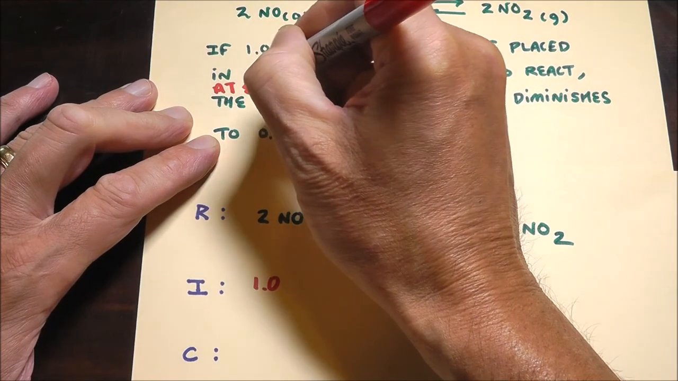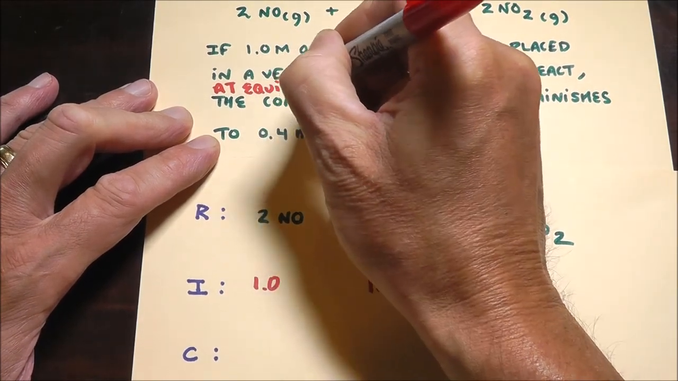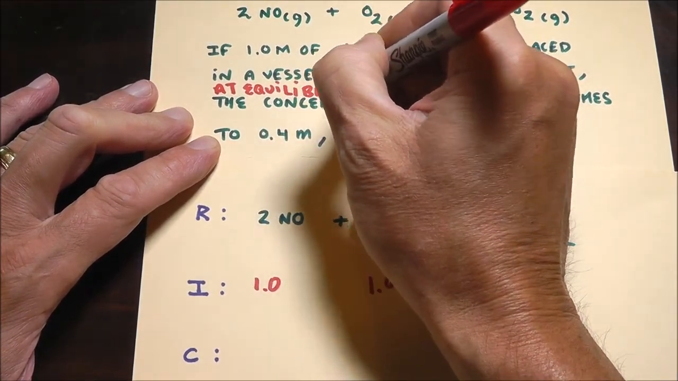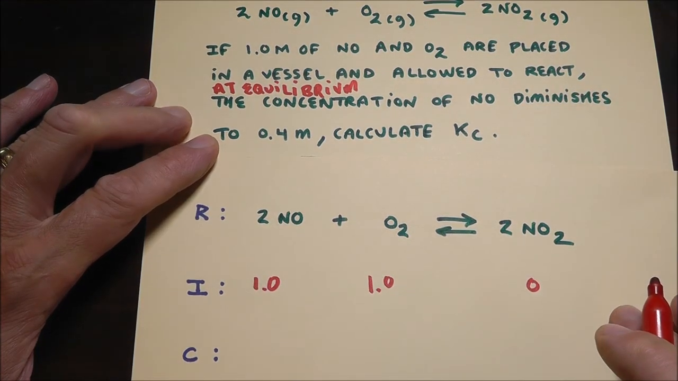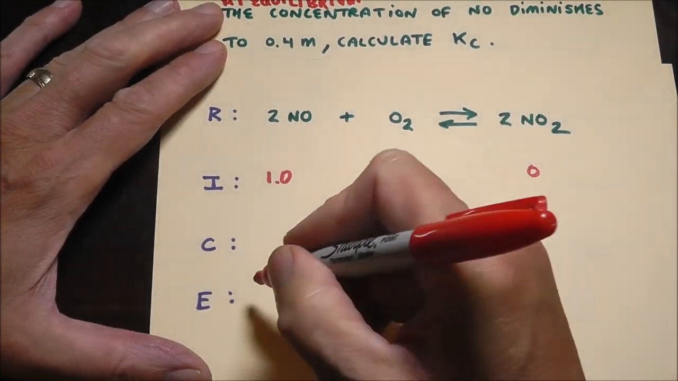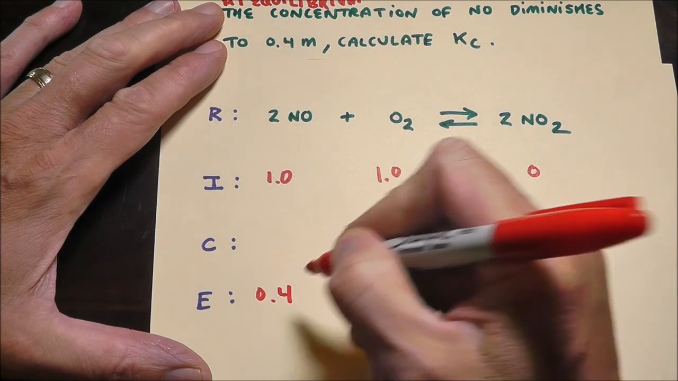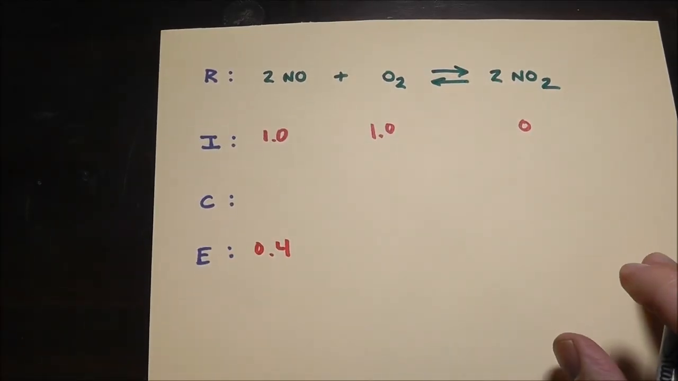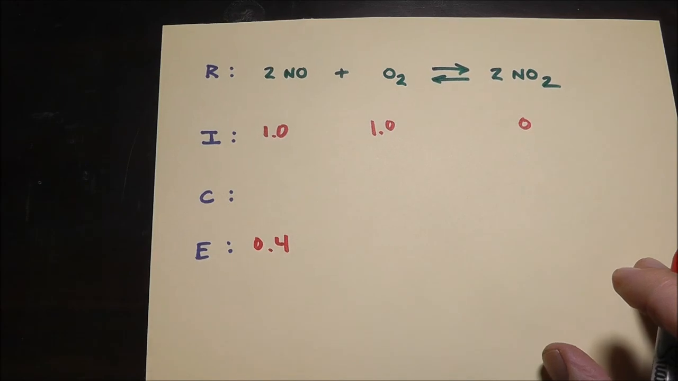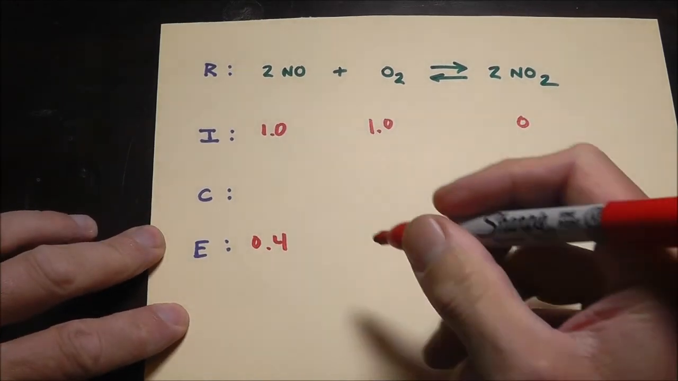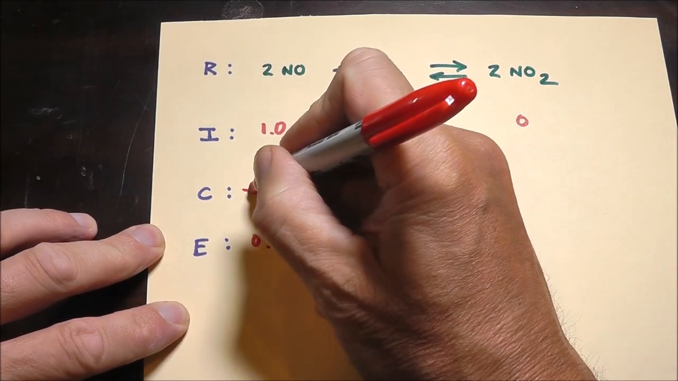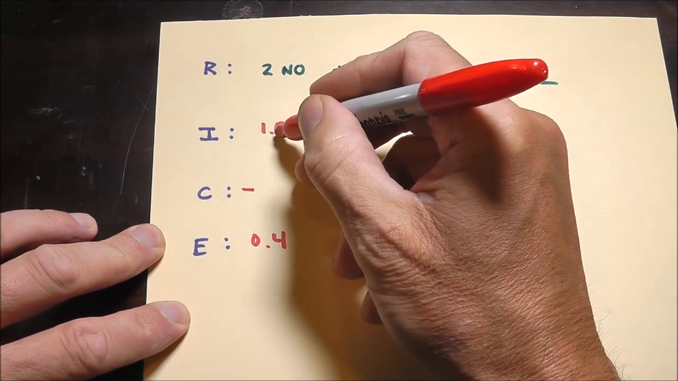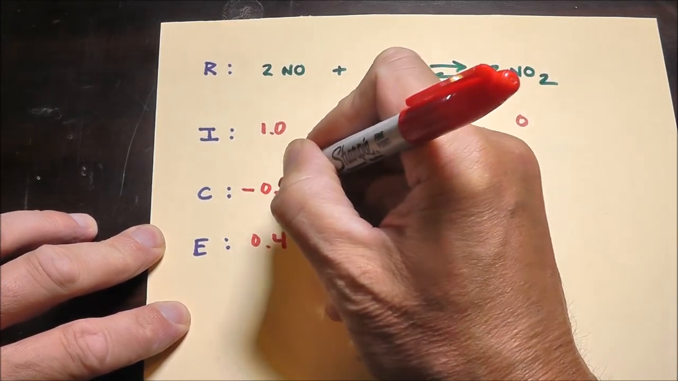It'll say that. I just missed those words. So at equilibrium, the concentration of NO diminishes to 0.4. That's the E line. And now we can finish and solve the whole problem. So R.I.C.E. Now, the thing is, I don't have to be a huge super sleuth to tell that that change was from 1 to 0.4, which is negative 0.6.